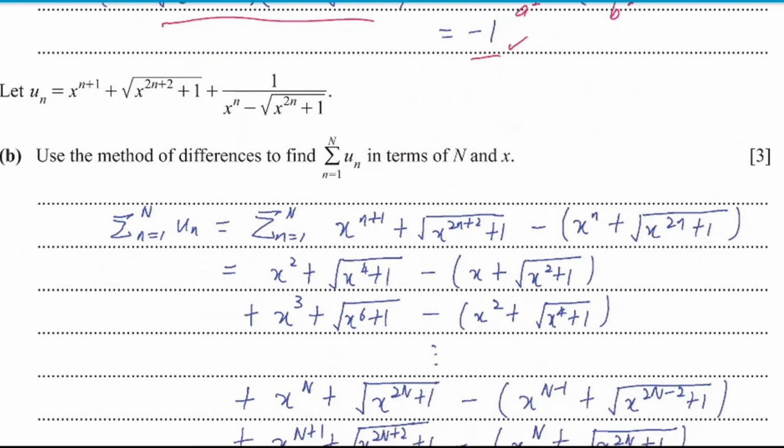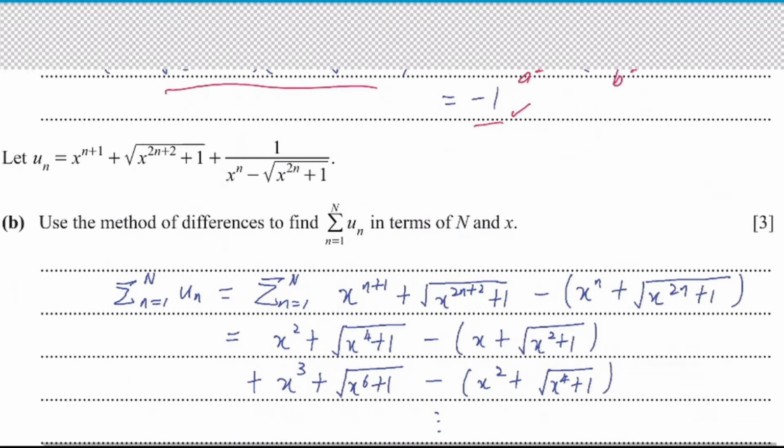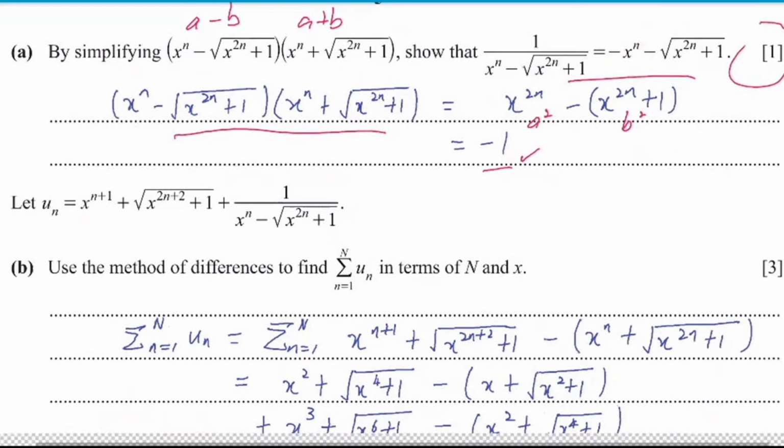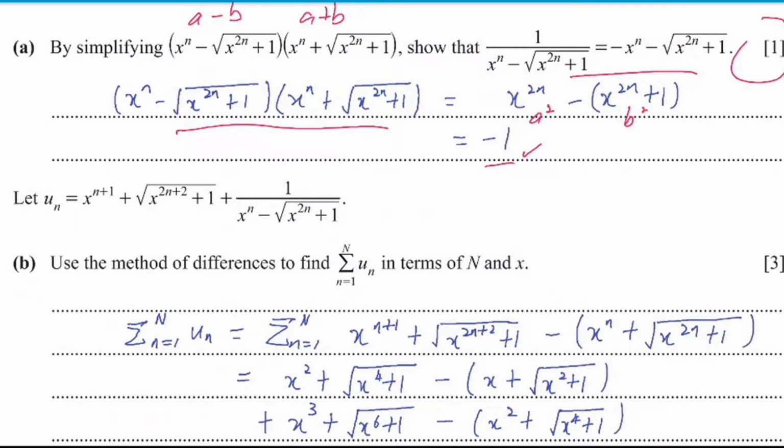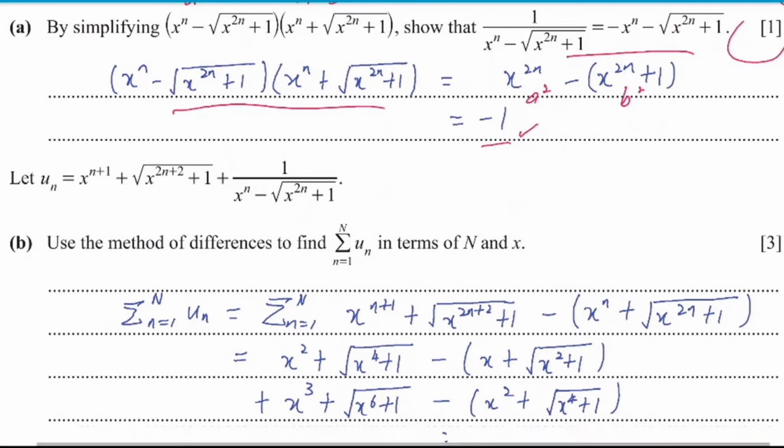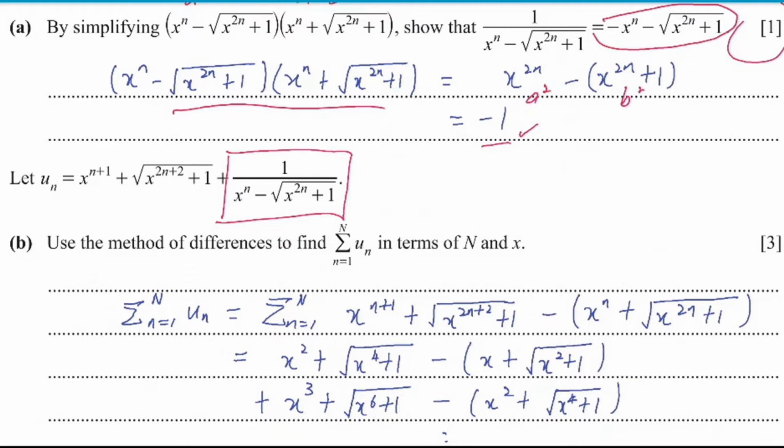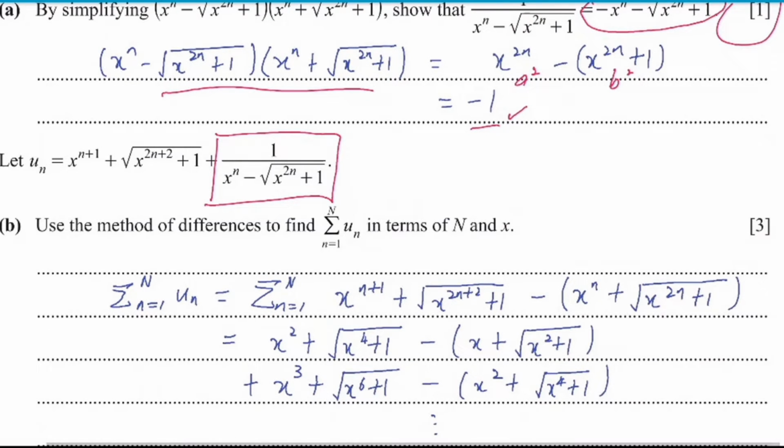So this is our Un. We need to use the method of differences to find the sum of the Un from n equals 1 to capital N in terms of n and x. Of course, the way they design the question, they won't purposely ask something unrelated. So we use something related from the earlier part. Because we see this in the expression, we can use the result from the first part to replace it here.